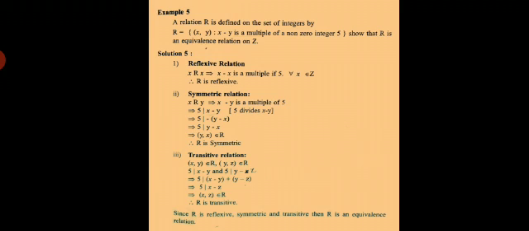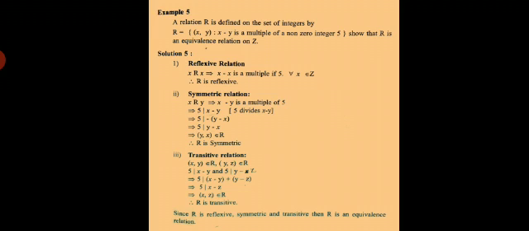Next example. This is also a very important example, students. A relation R is defined on the set of integers by R is equal to {(x, y) such that x minus y is a multiple of a non-zero integer 5}. Show that R is an equivalence relation on Z.